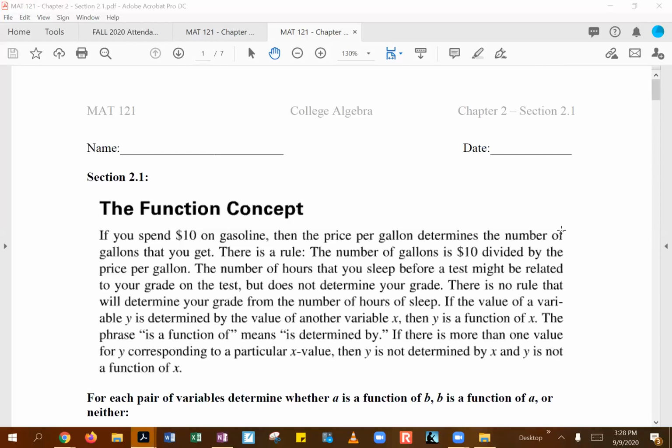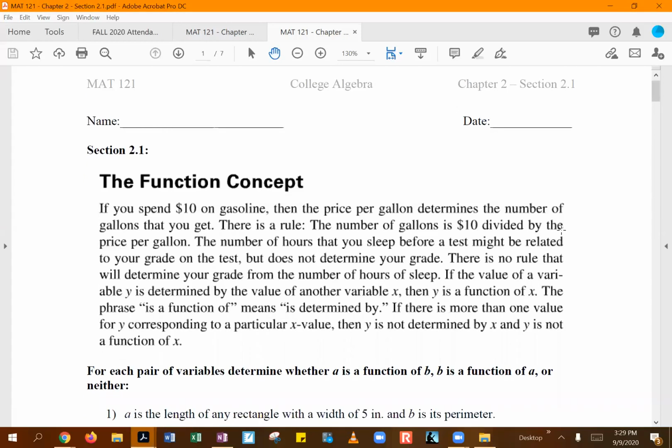Okay, James, thank you. So here are 2 different examples to highlight why one is a function and the other one is not. In this first example, we've got $10 to spend on gas, and if you know what the price per gallon is, then that can help us determine how many gallons we're going to get. We take that $10 that we're spending on gas and divide it by the price per gallon, and that will give you the number of gallons.